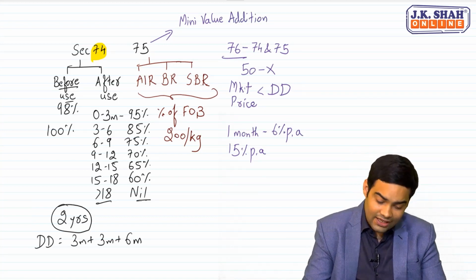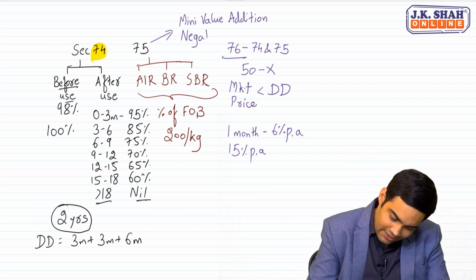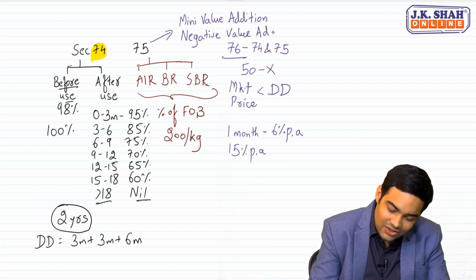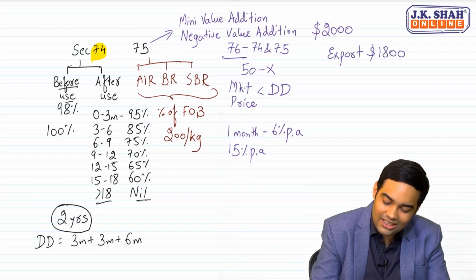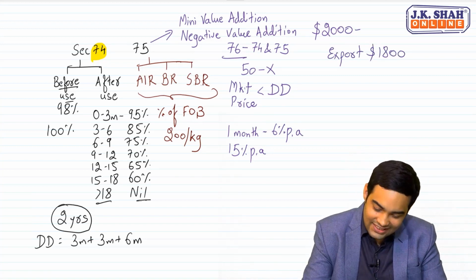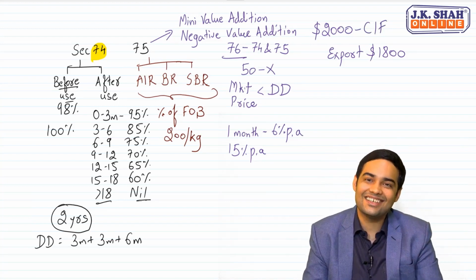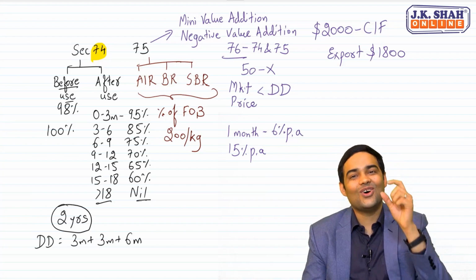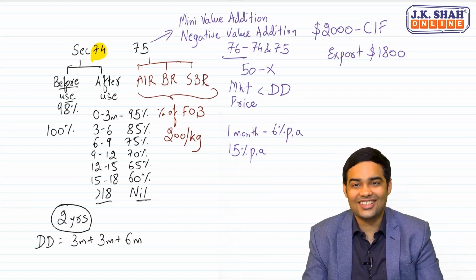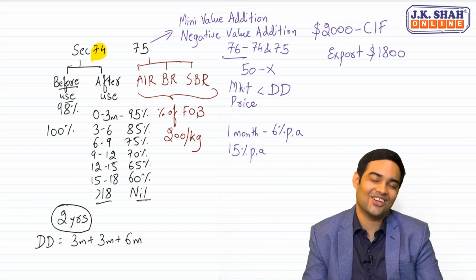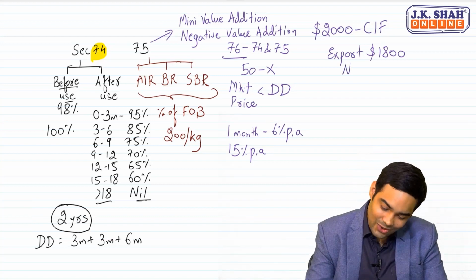Second, if there is negative value addition, then no drawback. What do you mean by negative value addition? Negative value addition means you have spent $2,000 for getting raw materials and you are exporting for $1,800. That means you have made a negative value addition. Your CIF of import while bringing the raw material and other required products was $2,000. So you have spent $2,000, but your export is $1,800. In such cases, no drawback will be allowed.